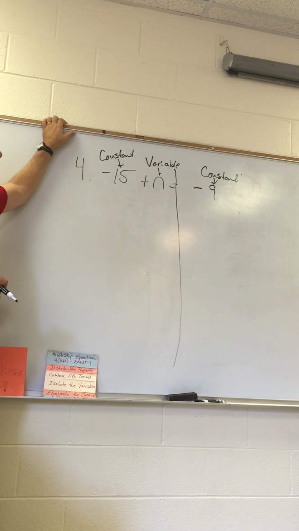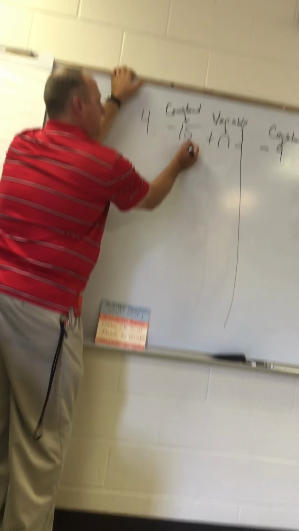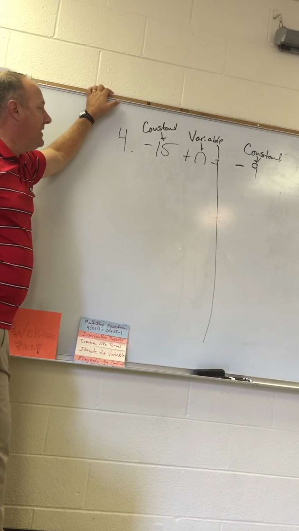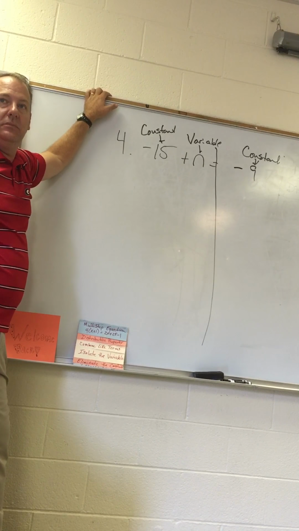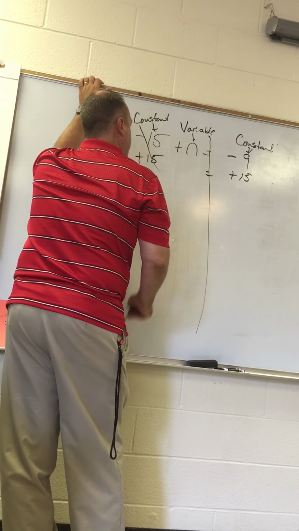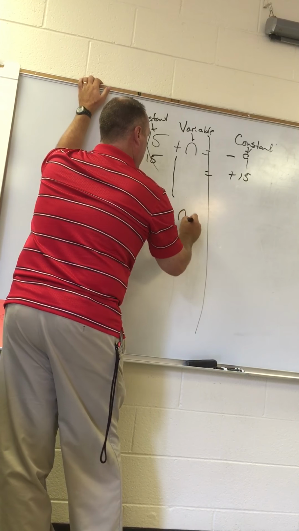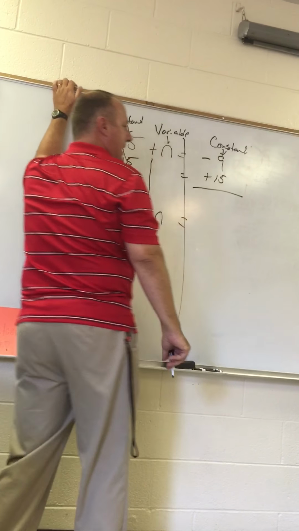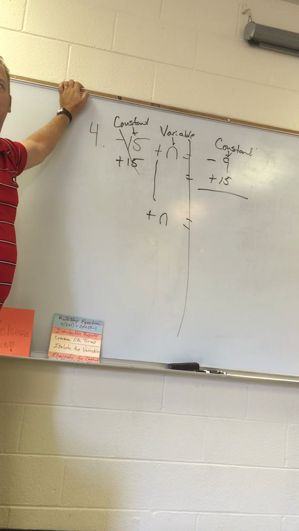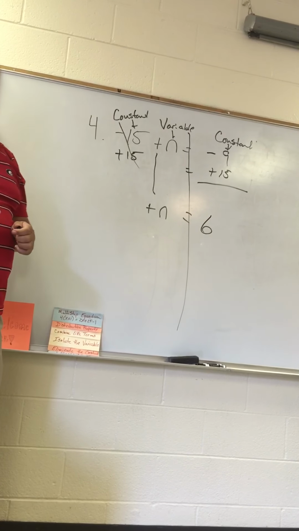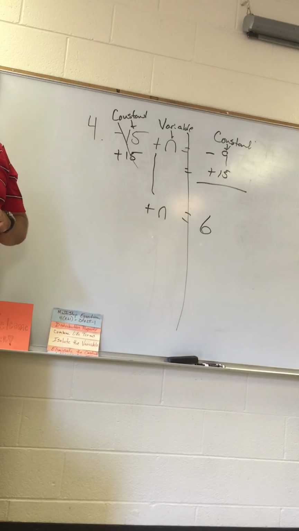So I'm going to use the inverse operation. I've got a negative 15. What's the inverse operation or opposite, Sam, of negative 15? Yes. And what I do to one side, I have to what? All right. This cancels out. I bring down my positive n equals, and now I solve. What is 15 minus 9? 6. n equals 6. Okay? Any questions?